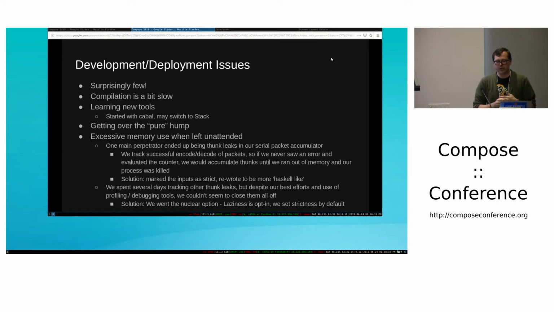So that was a pretty easy fix. We marked the inputs as strict, and that took care of most of the issue. I will talk a little bit more about that on the next slide though, because there were some other things that were problematic. We spent several days tracking down other thunk and space leaks. Despite our best efforts, and we were using the profiling tools and as many debugging tools as we could, we couldn't seem to close everything off.